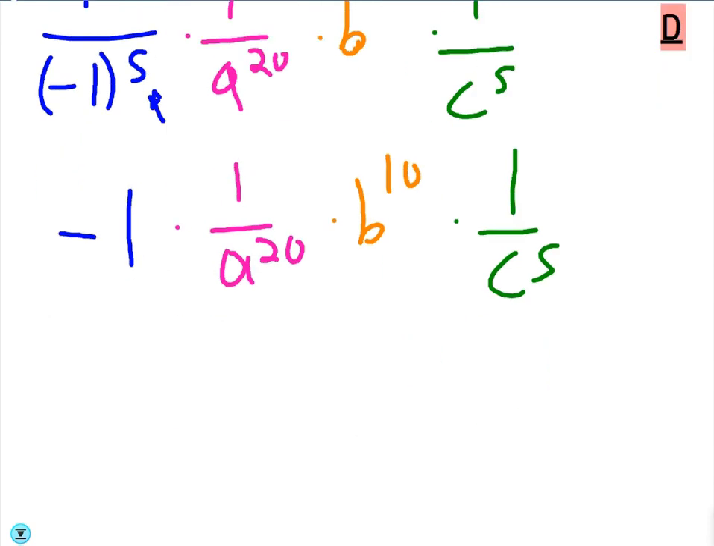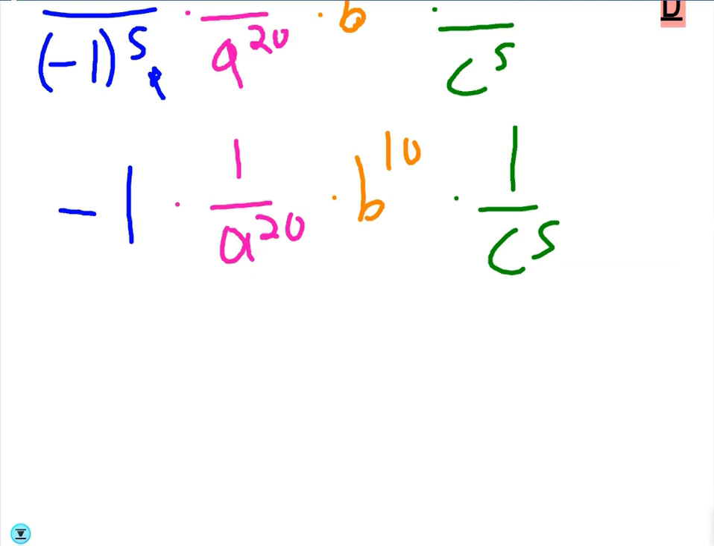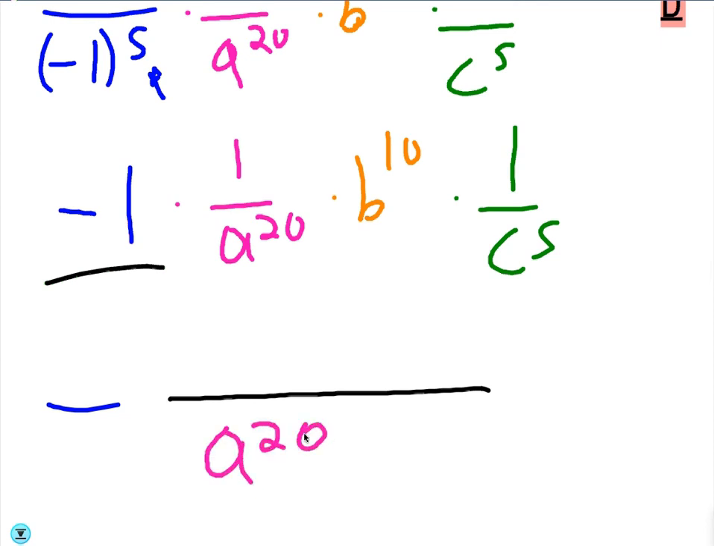So all I'm going to do now is just combine this into one fraction. In fact, the -1 just means I'm going to have a negative out in front of the fraction. That's all that means. So I'm just going to put a negative out in front of there, and that'll simplify that. Whatever's on the bottom, I'm going to put on the bottom. Whatever's on the top, I'm going to put on the top. We've got a to the 20th on the bottom, because it's on the bottom of that fraction.